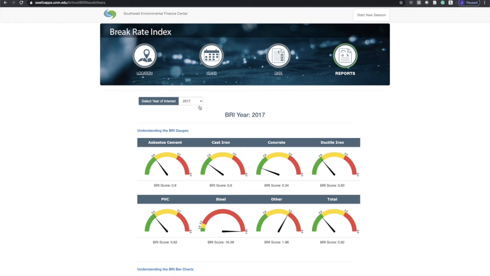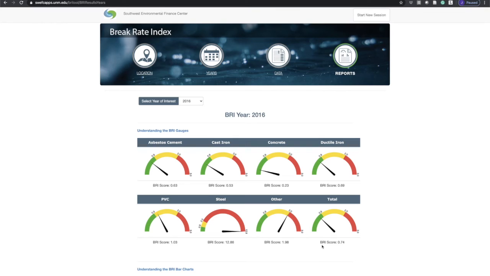Because we have found that many systems with low overall break rates nevertheless have higher or lower than average break rates on some materials, our tool also calculates material-specific break rate indices for any pipe materials that you entered. The material-specific BRIs are interpreted just like the system-wide BRI. If, for example, the BRI for cast iron pipe is 0.5, then the break rate on that cast iron pipe in your system is half of the US-Canadian average.